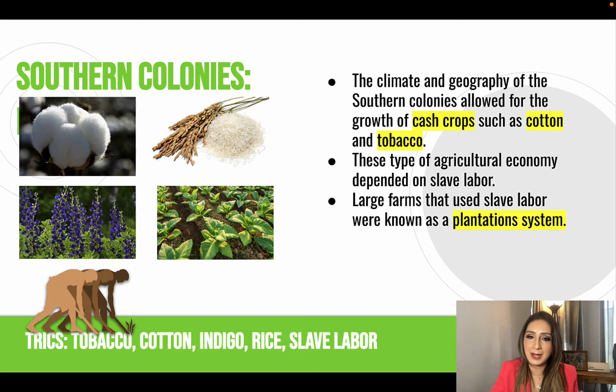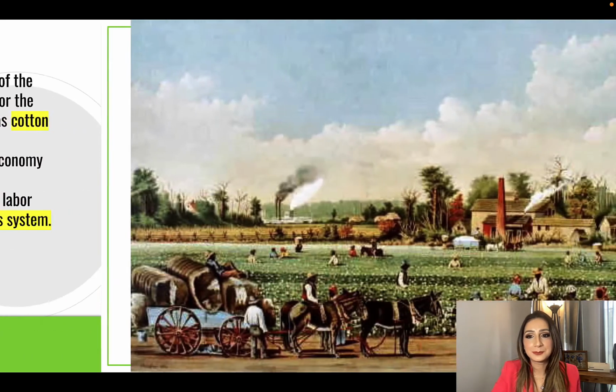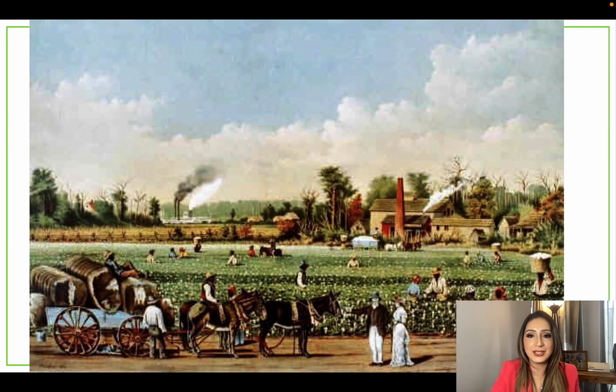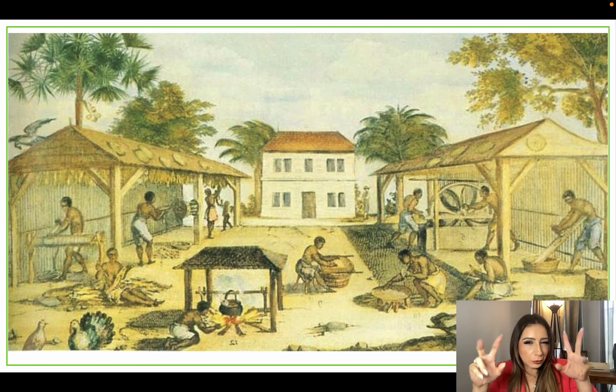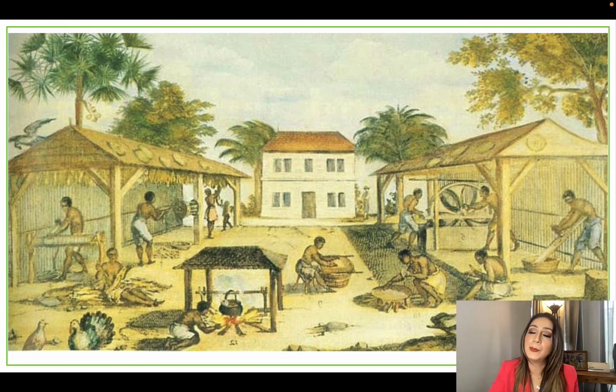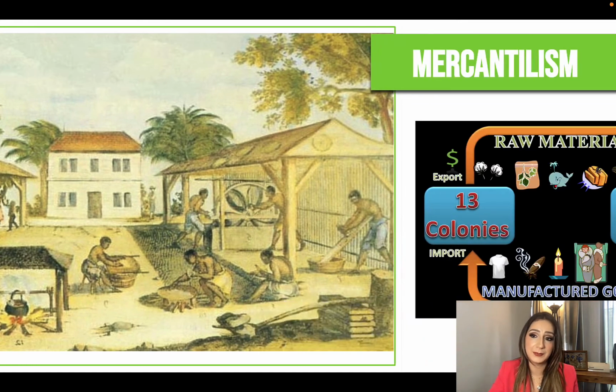So keep that in mind. Any colony with a girl's name, they were growing cash crops. They used slave labor. They had the plantation system. Here's a picture that illustrates a plantation system. Here they're growing cotton. Here's another picture that shows the plantation system in which the slave labor is harvesting tobacco. They're hanging it from the rooftops where the hot sun basically cures it or cooks it. So the plantation system was a large reason for the economic success of the Southern colonies.